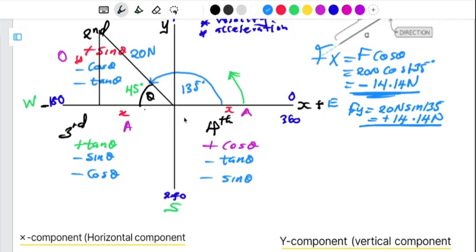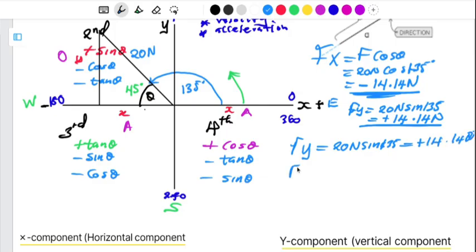Plotting is just very simple. Use the compass according to the description of the question. Okay? So for the y component, it's just going to remain the same. This is because it is positive. So that is positive 14.14 newtons.